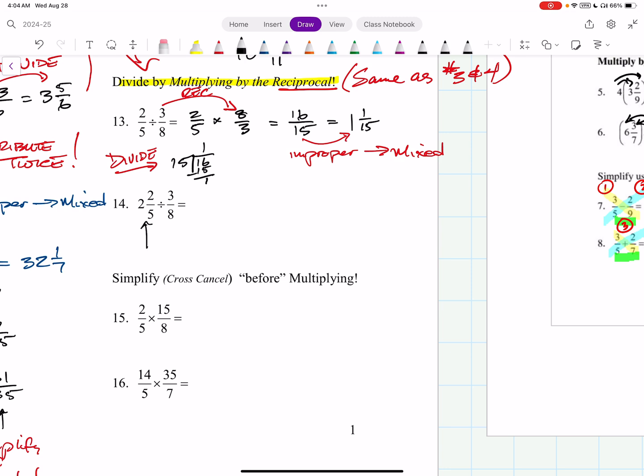Okay, so in this one here, we have to change the, well, let's step it out. So we're gonna take 2 and 2/5, and we're gonna multiply by the reciprocal of 3/8, which is 8/3.